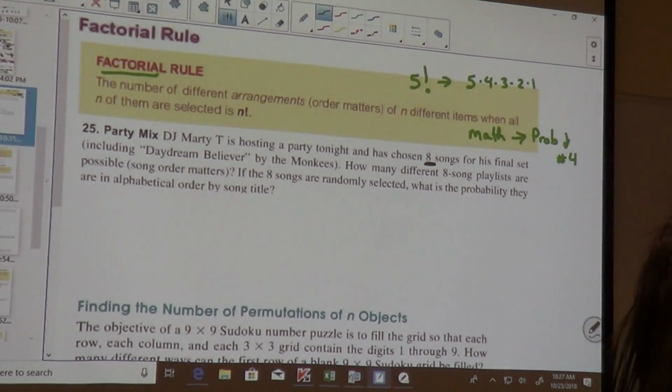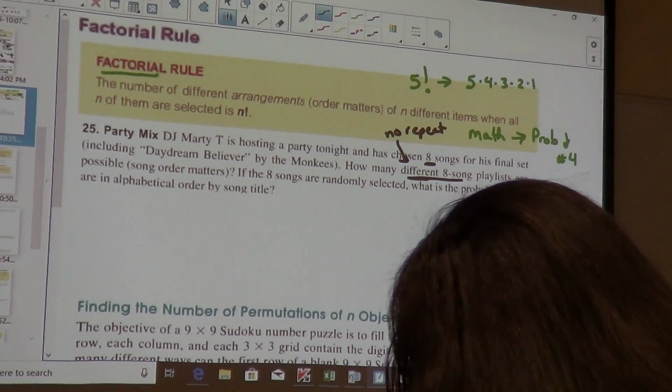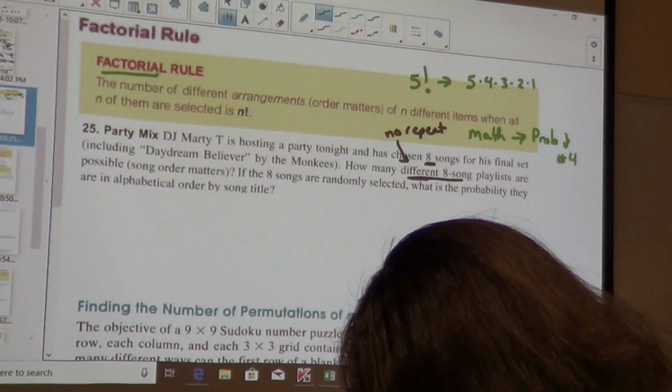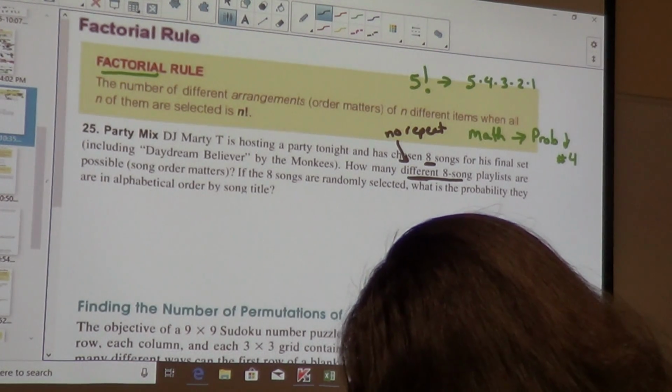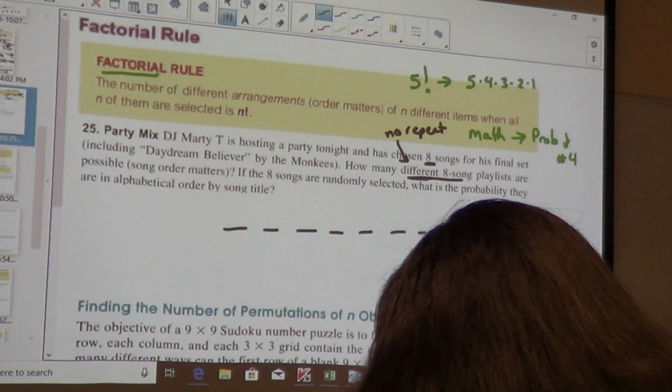Okay, so we have 8 songs. He's going to play all different songs. Different means there's no repeat, so he can't play the same song over and over again. He's going to play all 8 songs: 1, 2, 3, 4, 5, 6, 7, 8.